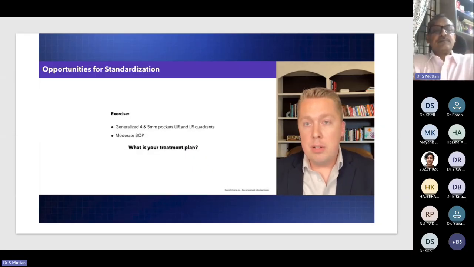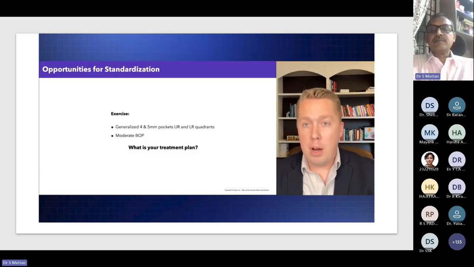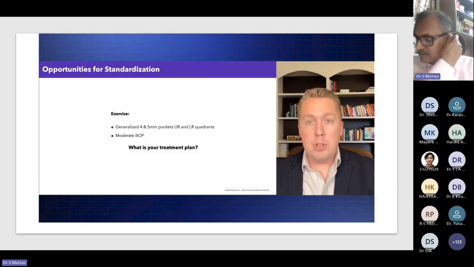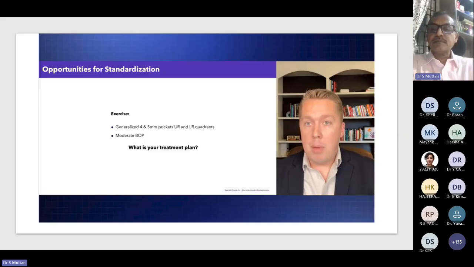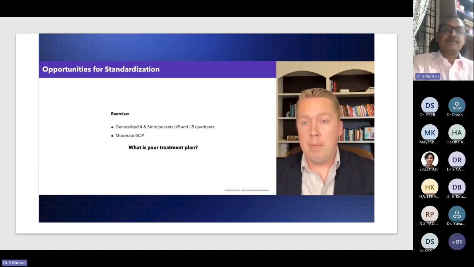So let's say you're sitting in your office and your hygienist comes in after taking x-rays on a new patient. And she says that she's got Bob Smith in the chair and that Mr. Smith has generalized 4 and 5 millimeter pockets on the right quadrants and moderate bleeding on probing. I want you to think for a moment, with that diagnostic criteria, what is your treatment plan? What is the first thing that comes to your mind? And obviously we only have a small sample of information, but often this is what we're given as we're sitting there in our office and needing to make these decisions.